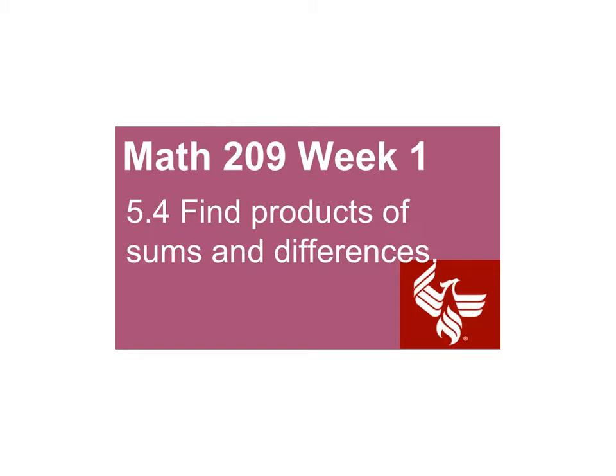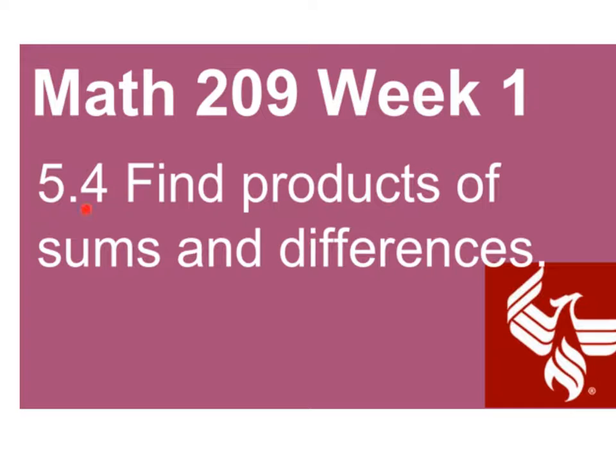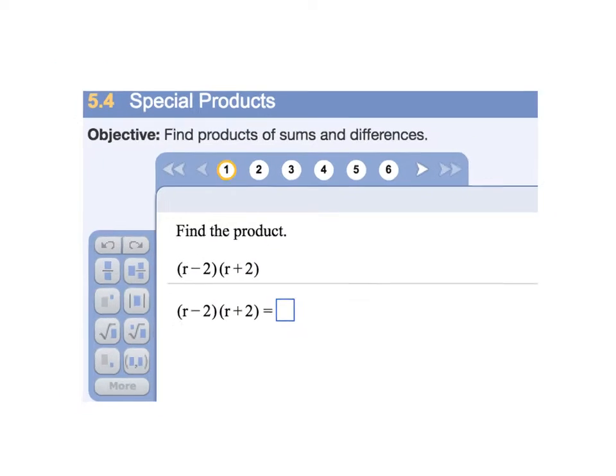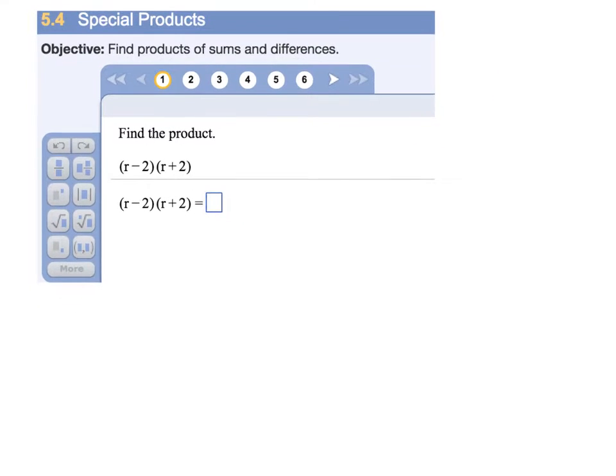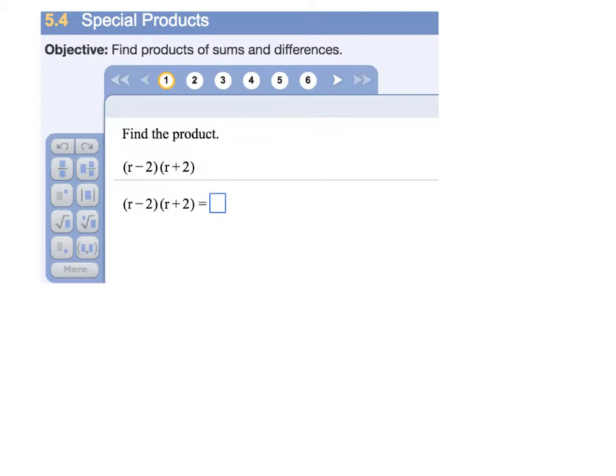All right, this is Math 209, Week 1. We're going to be doing Section 5.4, which is finding products and sums of differences. I think this is video 9 for this week. Basically, we're going to be doing the same stuff as we did in the previous video, video 8. But what's going to be different is we're going to be dealing with some special sums and products. You're going to see them called difference of squares.